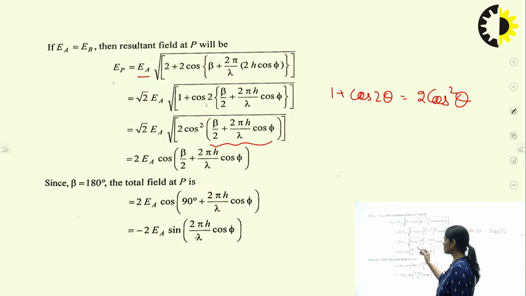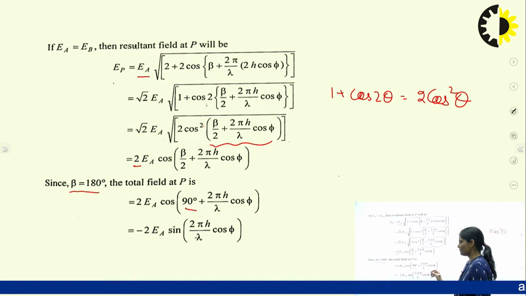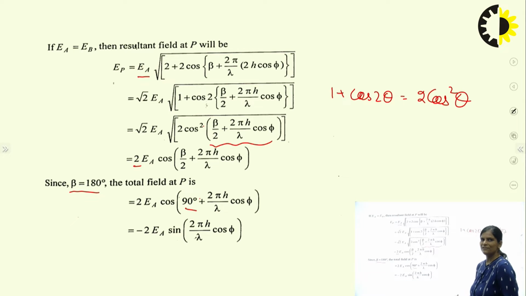From this equation you can take common root 2, so you will get 2 EA cos theta, where theta is equal to beta by 2 plus 2 pi h upon lambda cos phi. Now beta is equal to 180 degrees. So the total field at point P is 2 EA cos theta. Putting beta as 180 degrees, you will get 90 degrees plus 2 pi h upon lambda cos phi. Cos of 90 degrees plus this angle gives the equation: minus 2 EA sin of 2 pi h upon lambda cos phi. So this is your total field at point P.